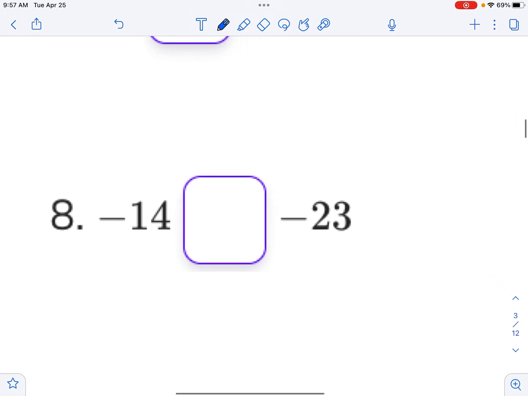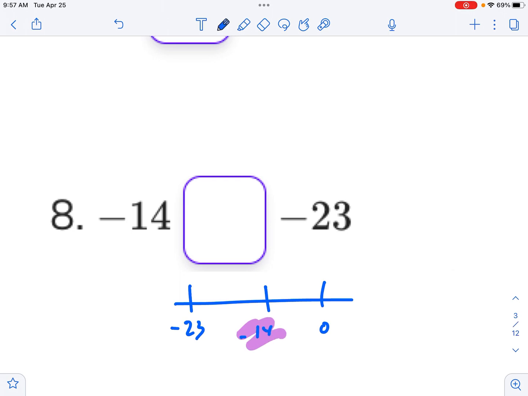Oop, okay, this guy right here. Let me check on the number line real quick. So if I have 0, 14 is going to happen, negative 14 is going to happen, and then negative 23. So the one bigger in the negatives is the one closest to 0, which is negative 14. So negative 14 is greater than negative 23. Consider using the number line if you need to.